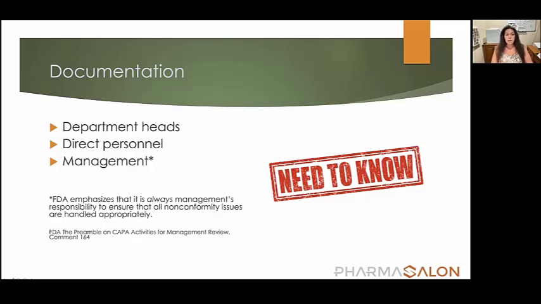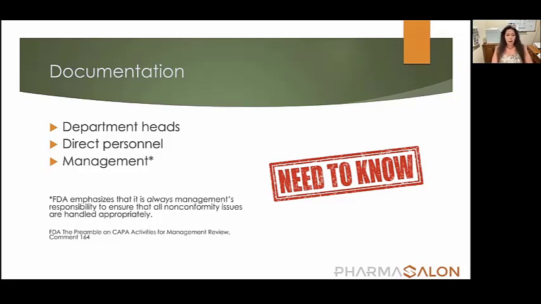Now you have things documented. Well, who needs to know? Department heads, obviously, direct personnel, any procedural changes that are happening, and management. I have the asterisk on management because directly from the FDA, they state that the FDA emphasizes that it is always management's responsibility to assure that all non-conformity issues are handled appropriately. So even if you have an investigative team or a quality team, it is always going to be management's responsibility to assure that non-conformities are handled appropriately.